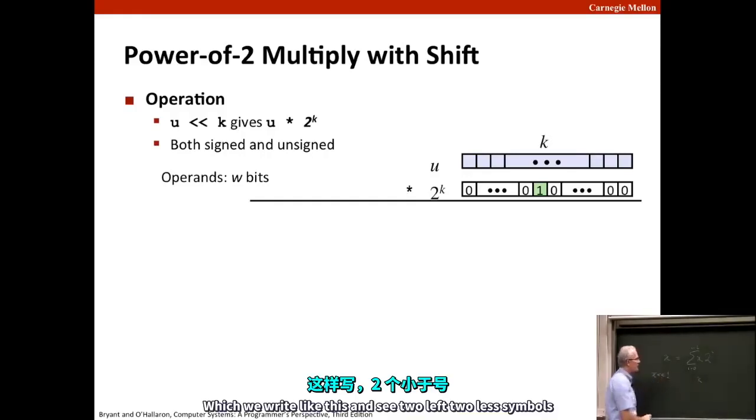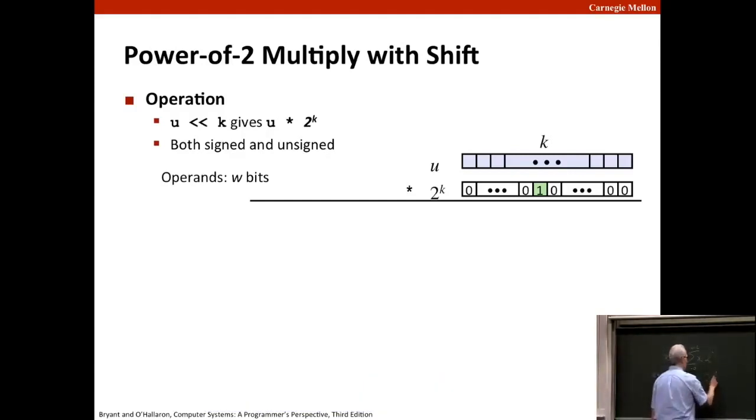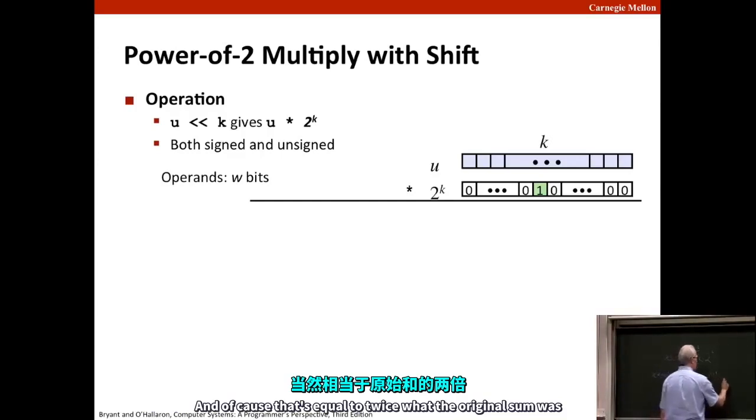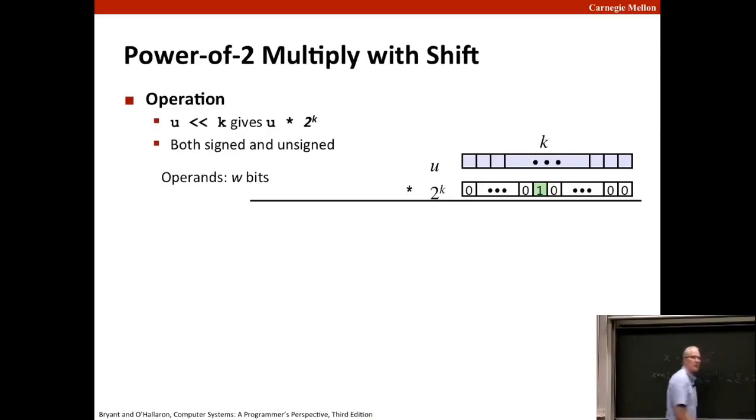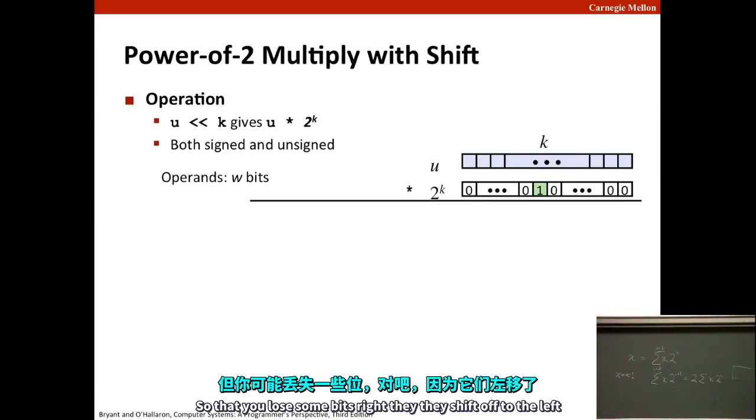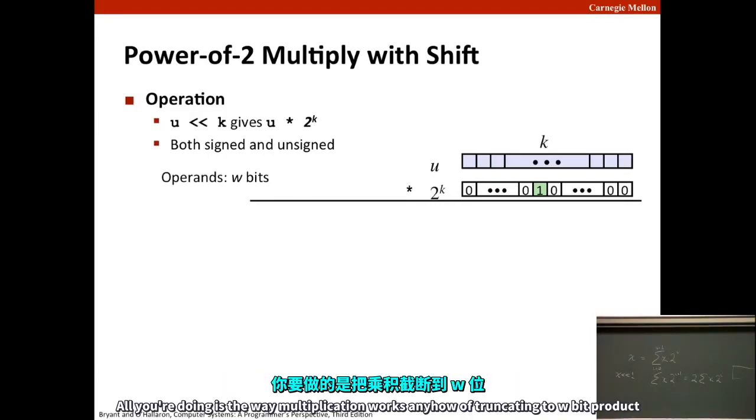which we write like this in C, it's like taking that sum, but now weighting the bits by 2 to the i plus 1, by 1 more. And of course, that's equal to twice what the original sum was. And so we double the number. And that works also even if you shift things so that you lose some bits, right? They shift off to the left. All you're doing, the way multiplication works anyhow, is truncating to a w-bit product.